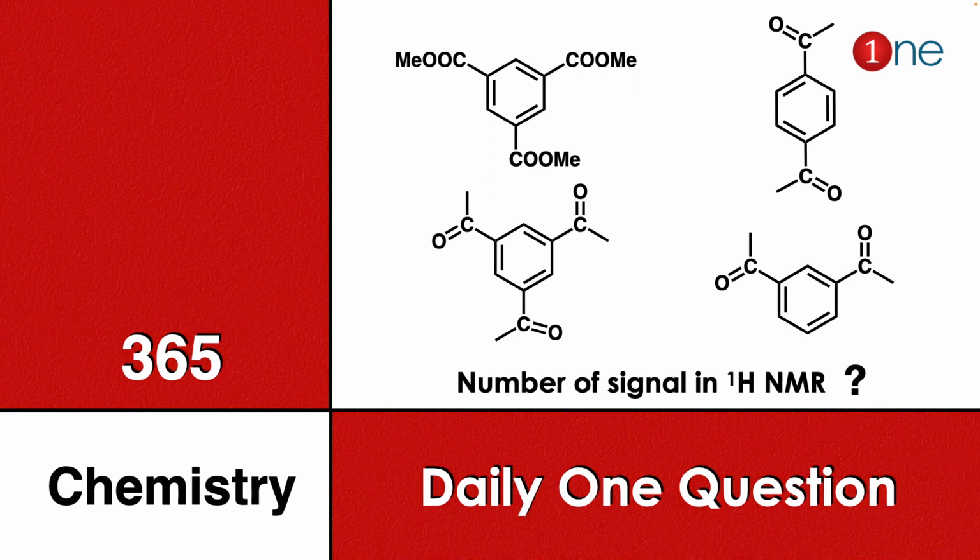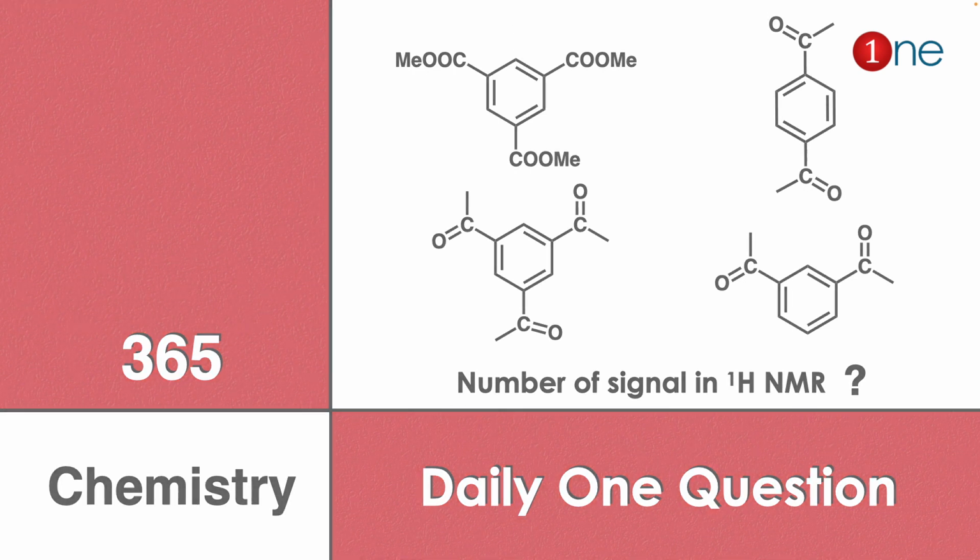Daily one question for you. Here various types of compounds are given. You have to find the number of signals in the proton NMR spectra. One compound is an ester, another is a ketone. All are attached to the benzene ring at different positions. You have to find the symmetry and analyze the number of signals.